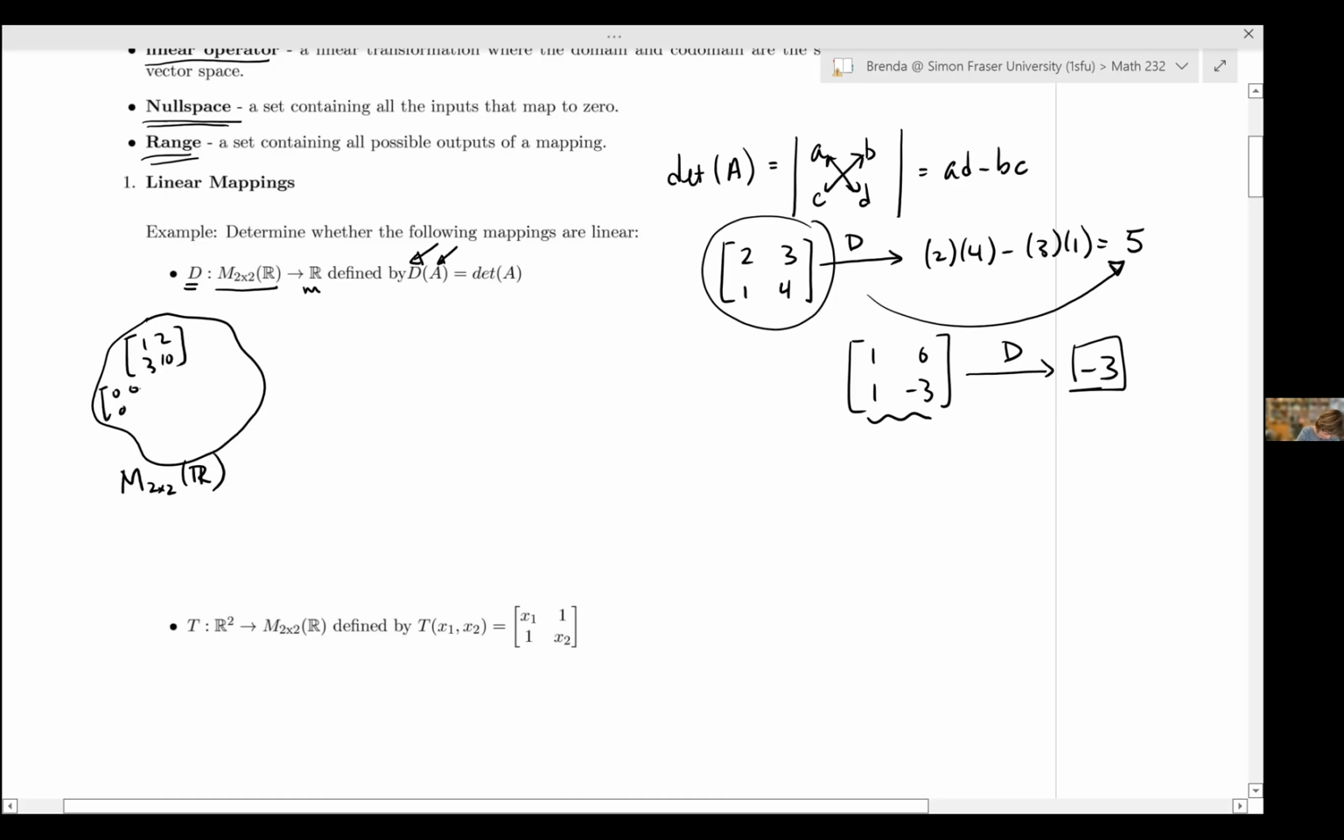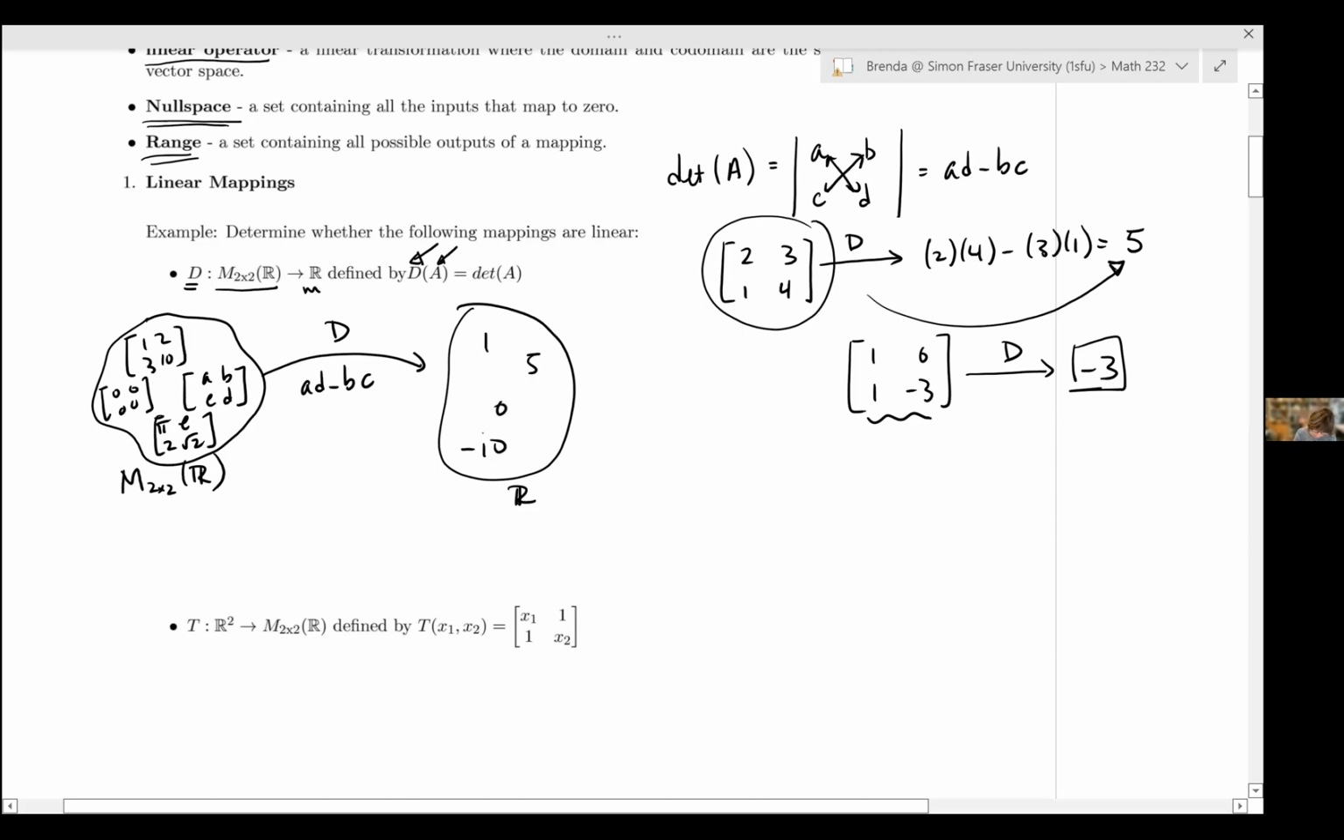There can be, they're sitting in this over here, and the general one looks like this. Okay, whatever, we have lots of them in here. All the 2 by 2 matrices are sitting in there. And then D happens to them, and D does this operation, which is the determinant of a 2 by 2 matrix, which is AD minus BC, and it turns it over here into a real number. So over here are all the real numbers, and each one of these matrices here maps to some number over here.